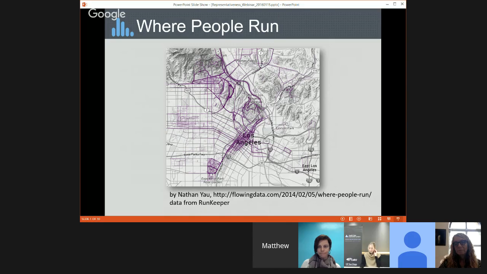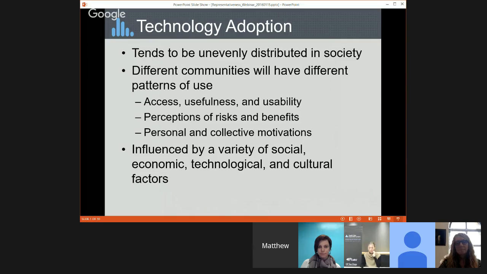It's hard to interpret that data in a useful and accurate way. Yeah. And so the other, and I think this also gets to some of what we see in my next slide, which is when we think about who's using these technologies and this data, and this is something that's been known for quite a while around technology adoption in general, that the adoption tends to be unevenly distributed in society, that not everybody adopts at the same rate or the same time. Different communities have different patterns of use, and there are different reasons for that.